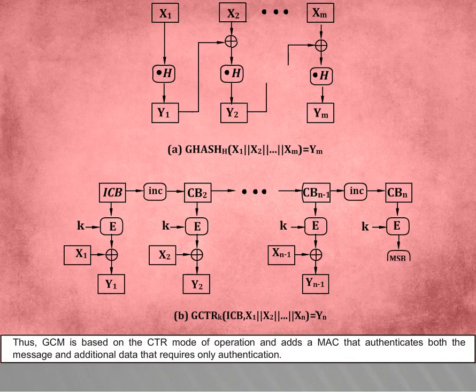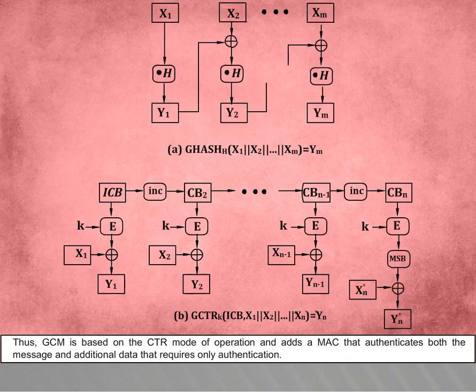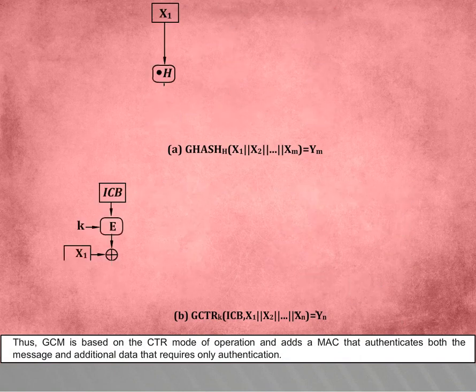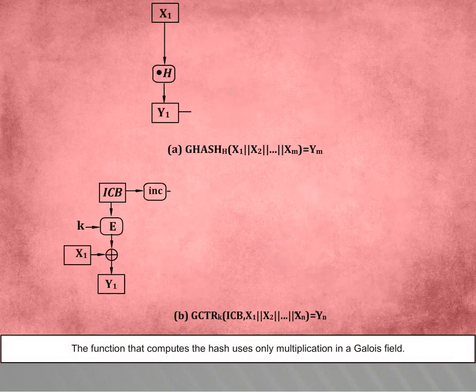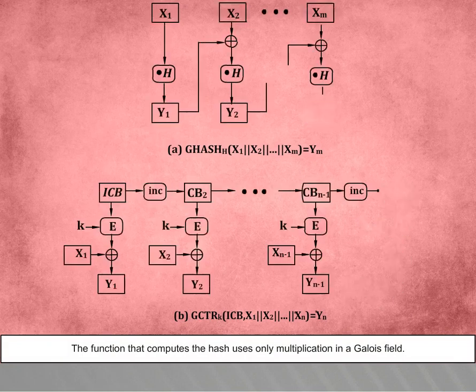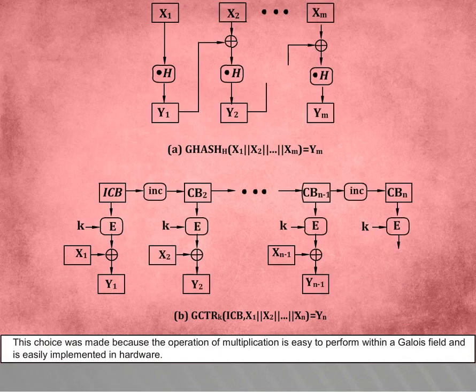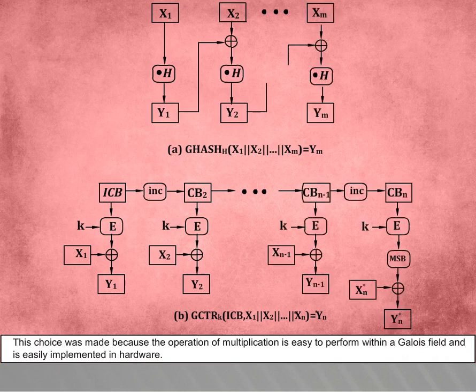Thus, GCM is based on the CTR mode, the counter mode of operation, and adds a MAC that authenticates both the message and additional data that requires only authentication. The function that computes the hash uses only multiplication in a Galois field. This choice was made because the operation of multiplication is easy to perform within a Galois field and is easily implemented in hardware.